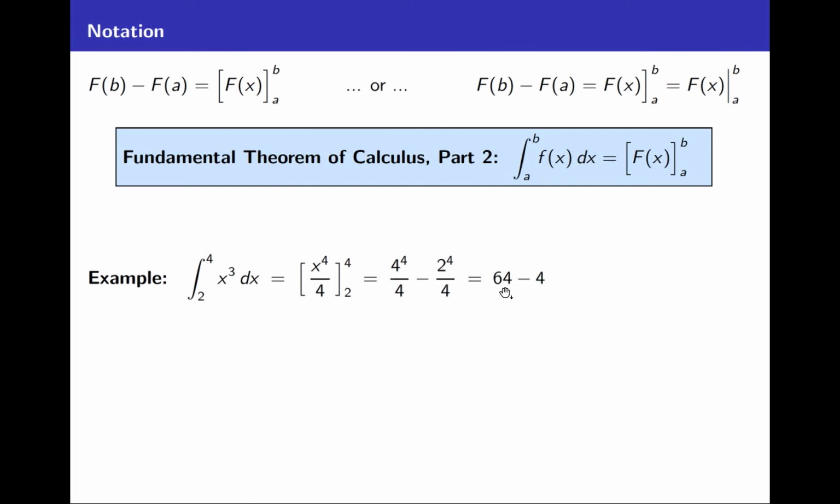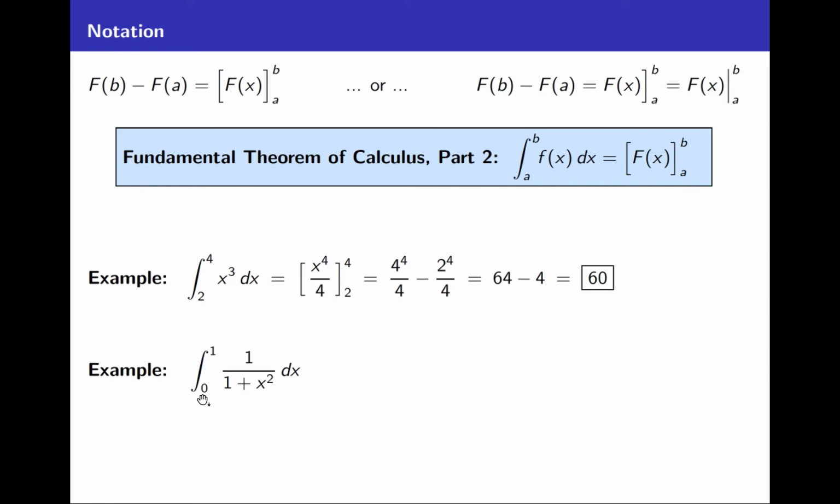4 to the 4th over 4 is 64, 2 to the 4th over 4 is 4, and the difference is 60. So the definite integral from 2 to 4, x cubed dx equals 60.